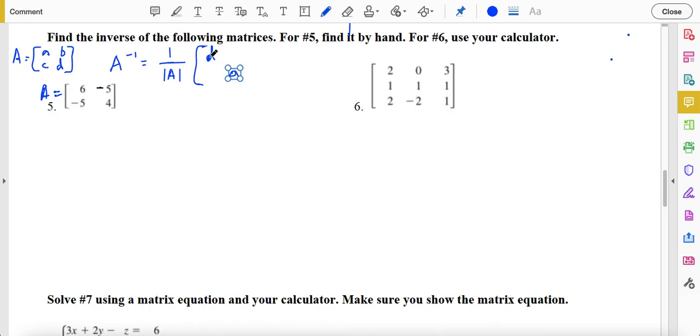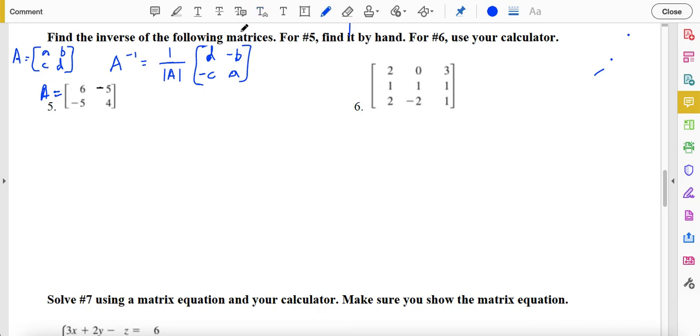So D goes in the top left, A goes in the bottom right. And then B and C just get negated. You don't move them. So it's negative B and negative C. All right, so that's what it looks like. So that's our formula. So now we have to apply this formula.